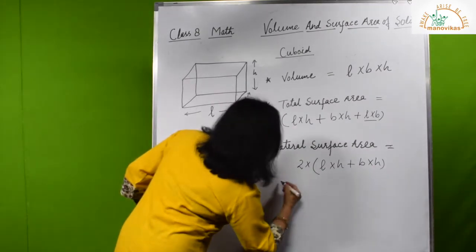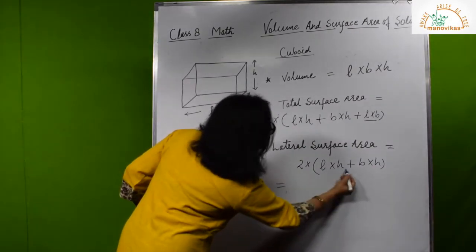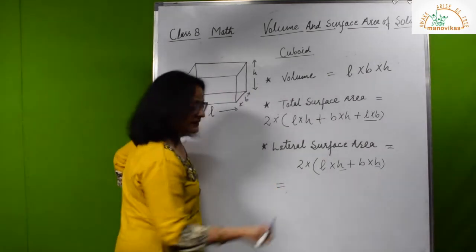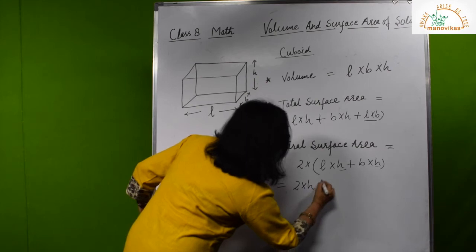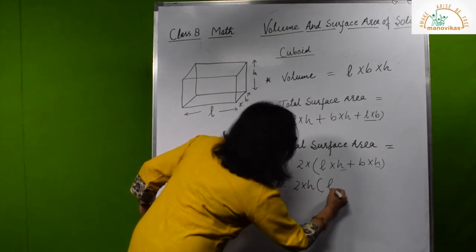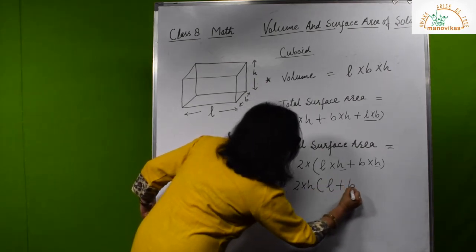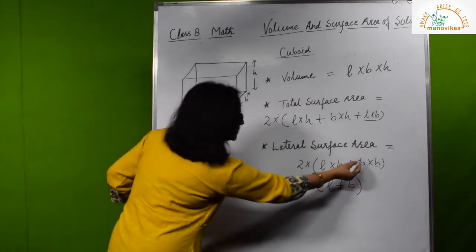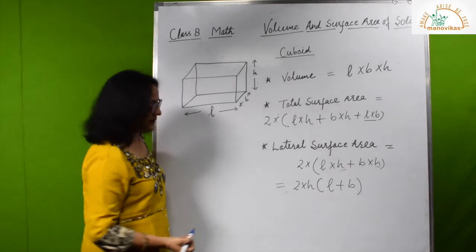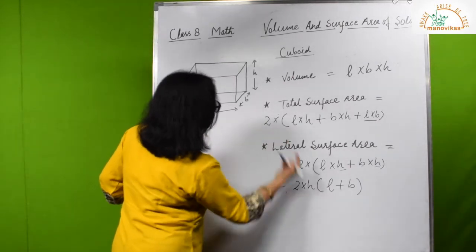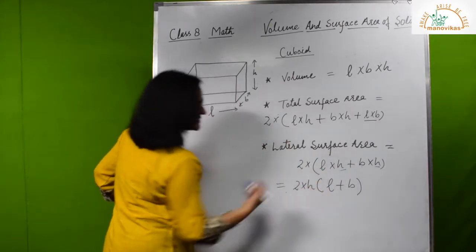From this formula, you can take H as common. That way also you can write the formula. So the formula now is converted in this form: 2 into H in the bracket length plus breadth, because here length will remain and here breadth will remain. So this is the third formula for the cuboid lateral surface area.